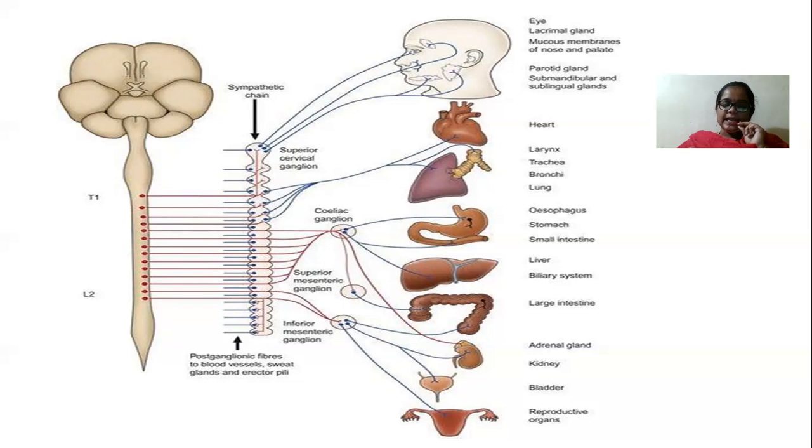Because of the sympathetic preganglionic neurons, which extend from the 12 thoracic segments and the first two lumbar segments. Especially, their cell bodies are located in the gray matter of the spinal cord. But in which regions? The 12 thoracic segments and the first two lumbar segments. That's why it is called the thoracolumbar division.